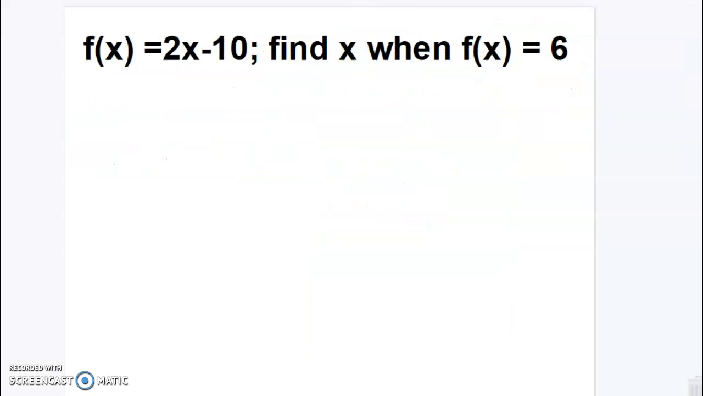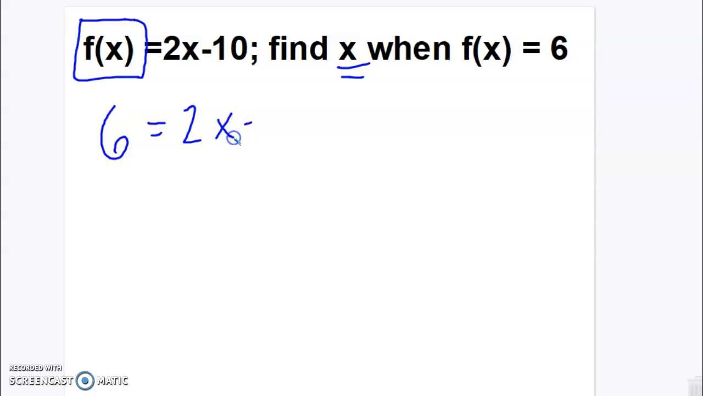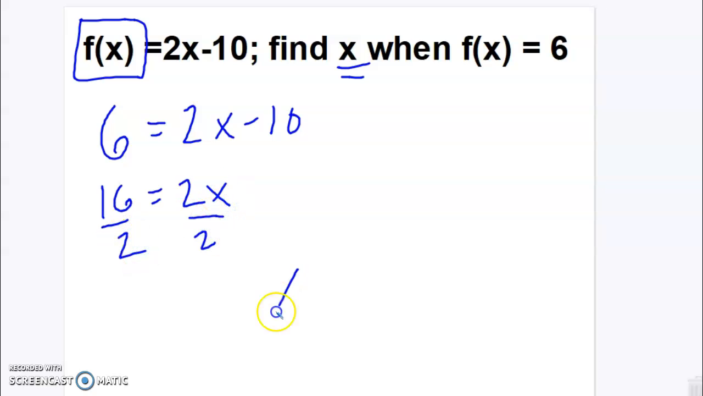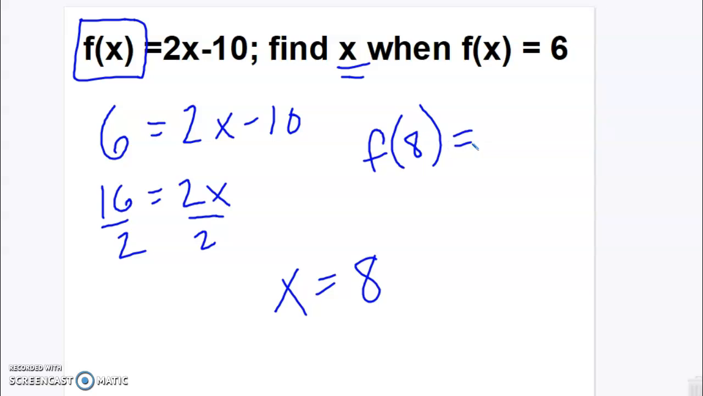Now the other way that we use functions is when we have an answer. In this case, notice this one says f of x is equal to 2x minus 10. Find x when the function of x is 6. So this time we're solving for x. We're actually having to solve the equation. So we're going to take f of x out and put 6 in. So we have 6 equals 2x minus 10. We solve this by adding 10 to both sides, which gives us 16 is equal to 2x. Then we divide both sides by 2, and we have x is equal to 8. So when x is 8, f of x gives us an answer of 6. We put 6 in as our answer kind of in our y spot. So our answer here is 8.